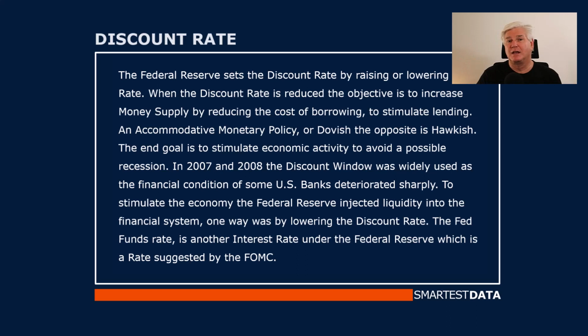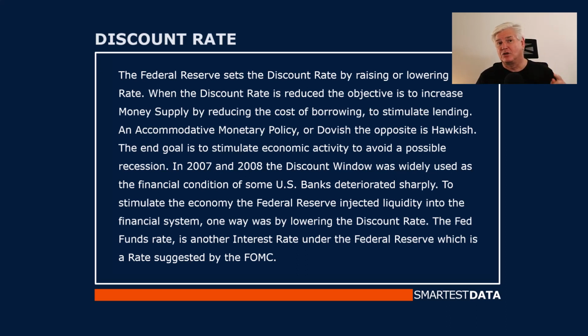When the discount rate is reduced, the objective is to increase money supply by reducing the cost of borrowing to stimulate lending. An accommodative monetary policy, or dovish. The opposite is hawkish. The end goal is to stimulate economic activity to avoid a possible recession.